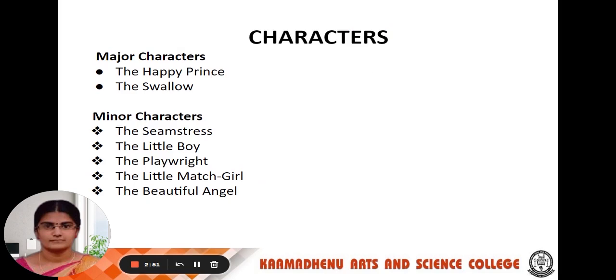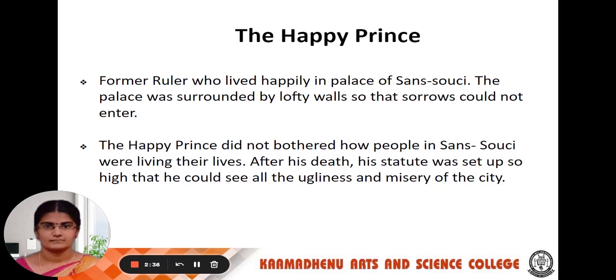Who are the major characters? The Happy Prince and the swallow. The minor characters are the seamstress, the little boy, the playwright, the little match girl, and the beautiful angel. They are the characters in The Happy Prince.